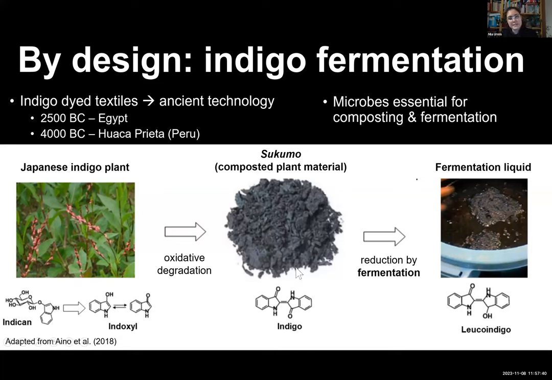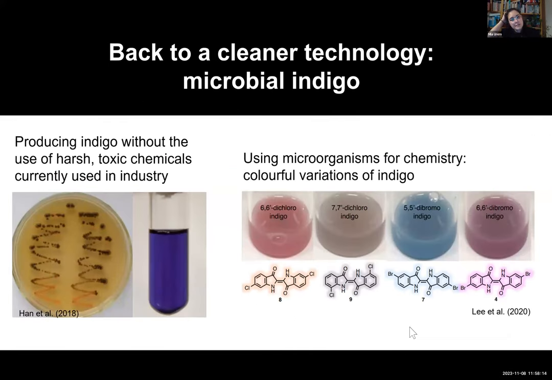What's important to highlight about the various steps in this process is that microorganisms are essential to it. And this is a very ancient process that's been used for thousands of years. But currently in industry, a lot of these steps have been replaced with harsh chemicals, which are very damaging to the environment. So that's a huge problem. What we want to do is go back to a cleaner technology, back to the microbial production of indigo. And there are different ways we can do that.